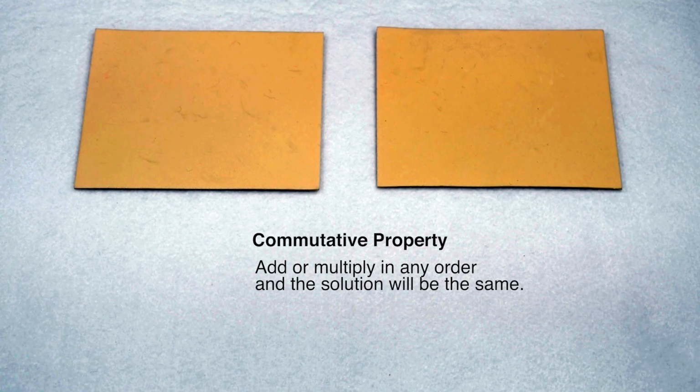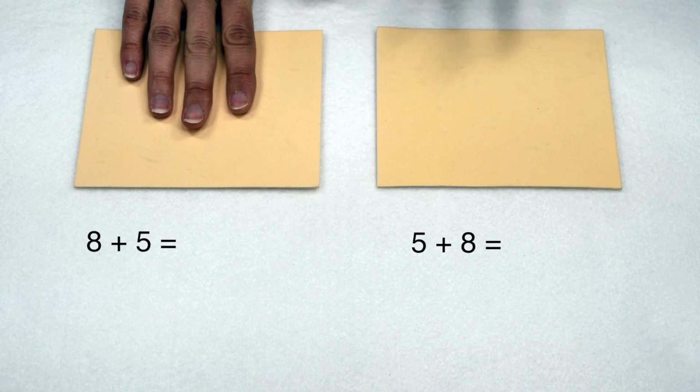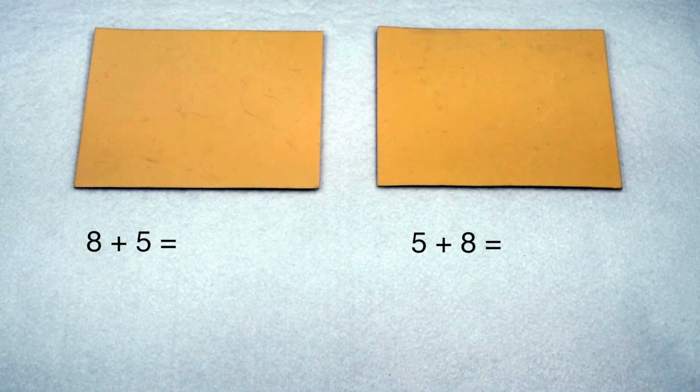Commutative property tells us that we can add or multiply in any order and our solution will be the same. Well, let's test that out with addition. If we add 8 plus 5, is that going to give us the same results as 5 plus 8?